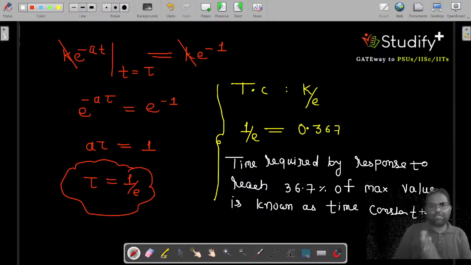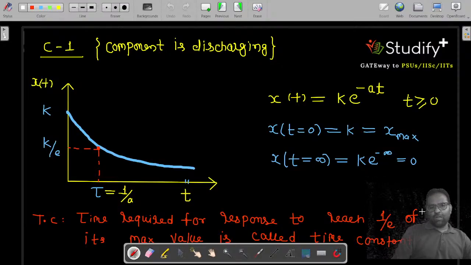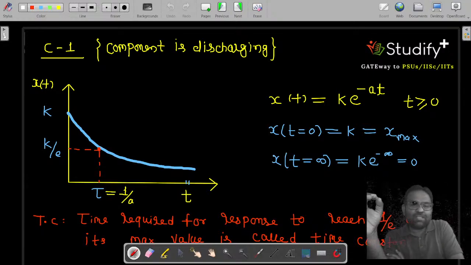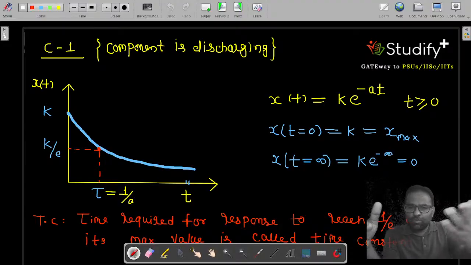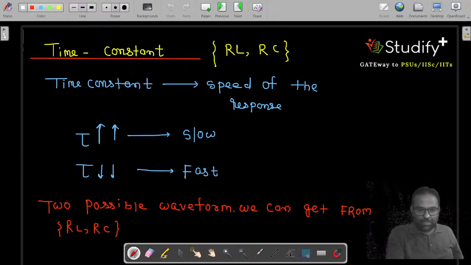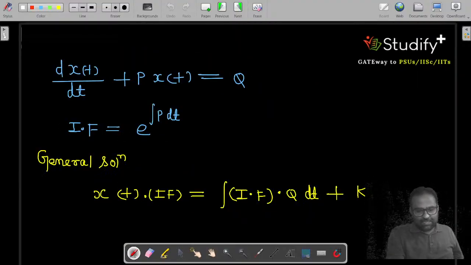So I hope for this analysis of the discharging waveform, you have good clarity on what time constant is, what the meaning of time constant is, and what information time constant can give you. Time constant is the parameter of the time domain analysis, and in frequency domain analysis we call this the 3 dB parameter, or the cutoff frequency, or in the Bode plot the corner frequency. All things are the same, so we'll talk about the frequency domain parameter also. But I hope this analysis is clear.